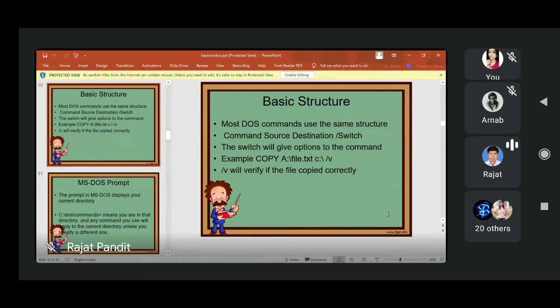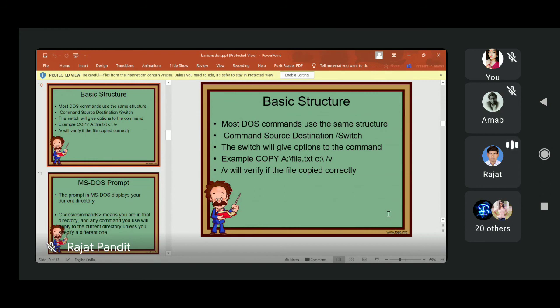The switch will give options to the command. Example, suppose you want to copy. I know that you know how to copy a file. Simply, you click on that file or folder, and then you right-click on it. Then you choose the copy command and click on it. Then the file or folder will be copied. And where you want to paste, you go to that location, right-click the mouse again, choose the paste command, and whenever you click on it, it will be copied.